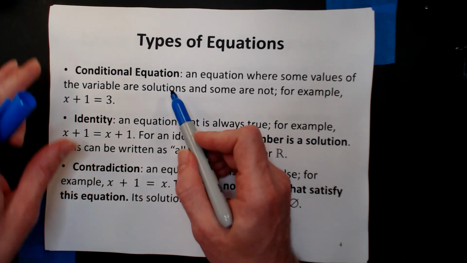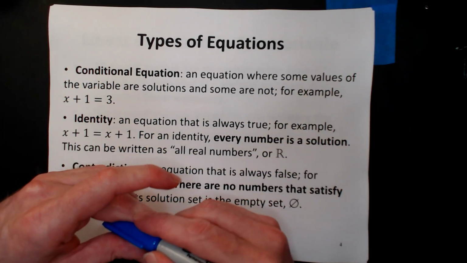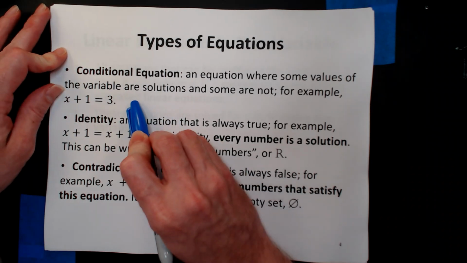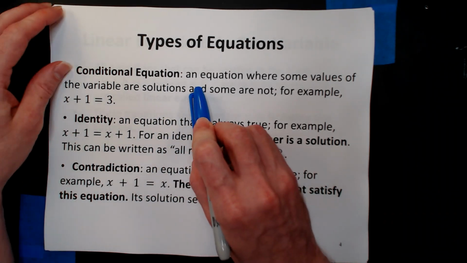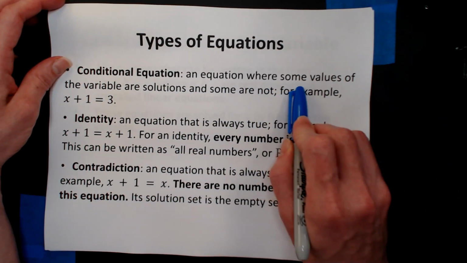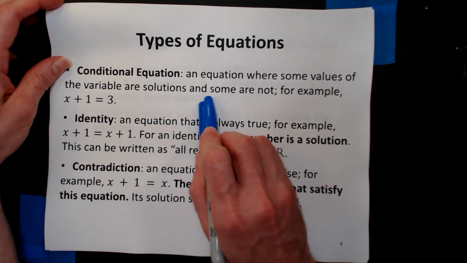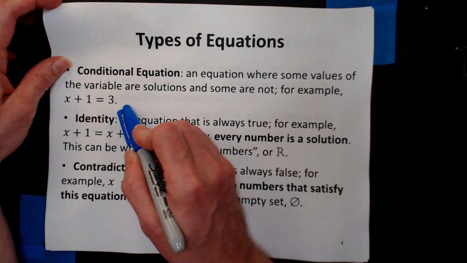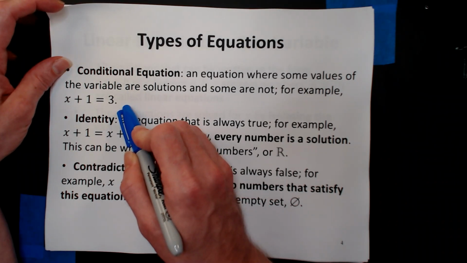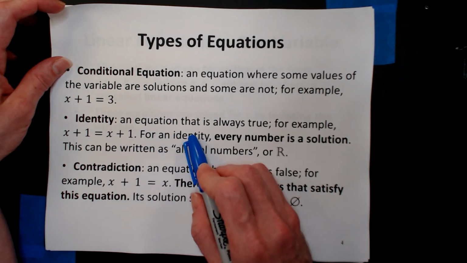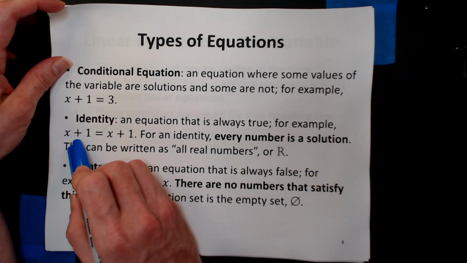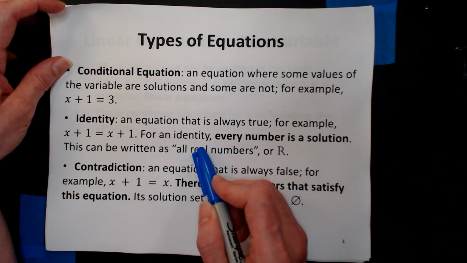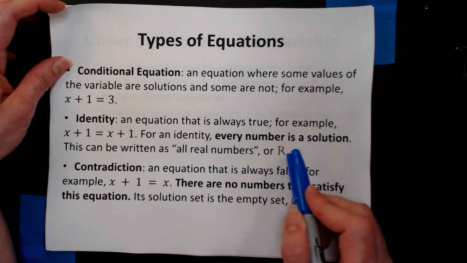Alright, conditional equations. A conditional equation is an equation where some values of the variable are solutions and some are not. For example, we have x plus 1 equals 3. In other words, not every number will solve this, so it's conditional. An identity is an equation that's always true. For example, x plus 1 equals x plus 1 is an identity, true for every number, every solution.